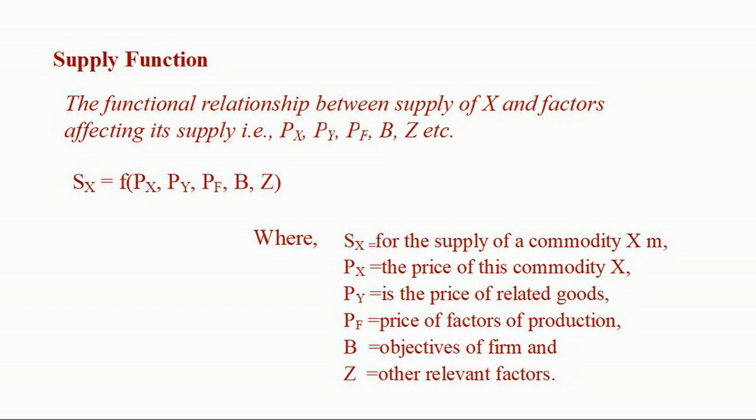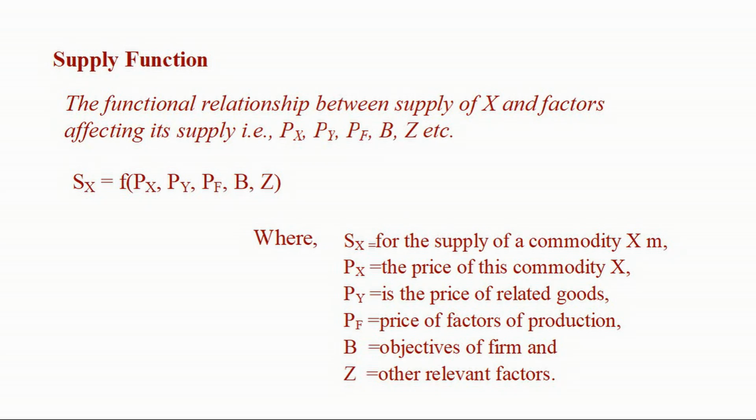This is what the supply function tells us. It is a functional relationship between the amount of commodity which is available in the market and the factors that affect it. Look at Sx equals a function of Px, Py, Pf, B, and Z. Px represents the price of the commodity. This is one of the main factors that affect the supply of commodity X. The higher the price, the higher will be the supply of the commodity. When the price decreases, supply might also decrease.